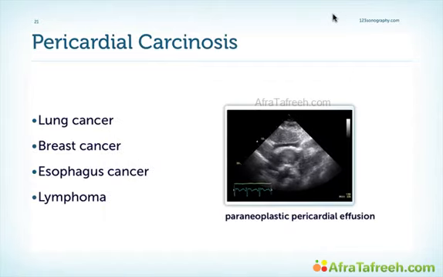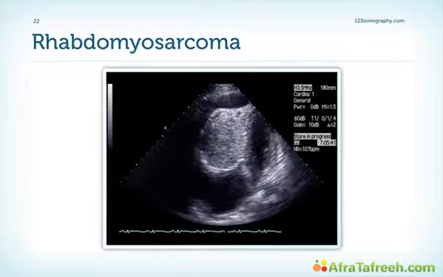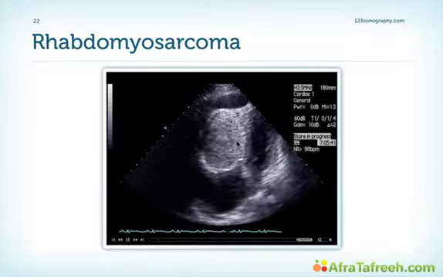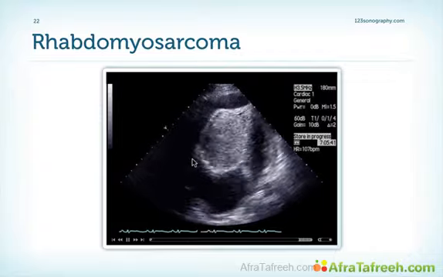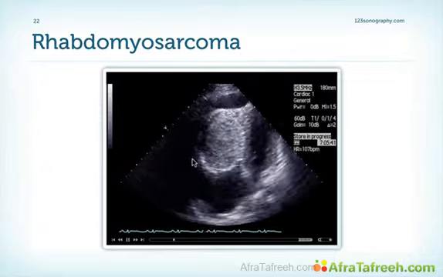But in which forms of cancer is the likelihood of pericardial involvement particularly high? In lung cancer, breast cancer, cancer of the esophagus, and in lymphoma. But you can also have a pericardial involvement in the setting of a primary cardiac tumor. And if you see a mass in the heart together with a pericardial effusion, as in this example, then the likelihood is very high that this tumor is a malignant tumor. This is another example, a very large tumor in the right ventricle, with pericardial effusion. This was a rhabdomyosarcoma, a malignant tumor.